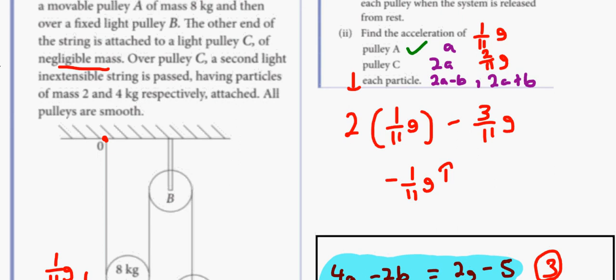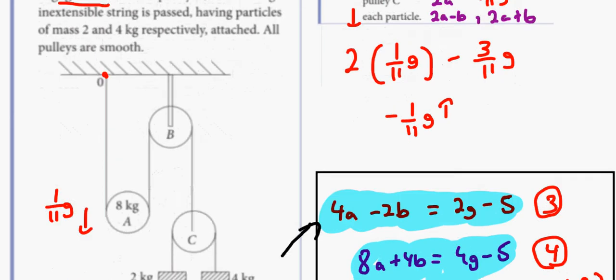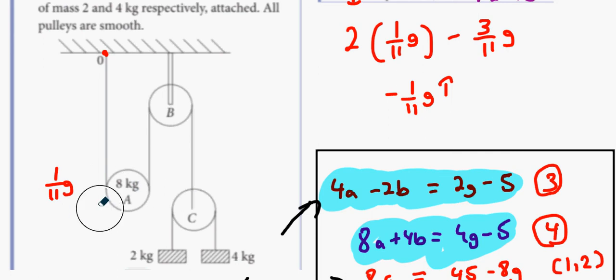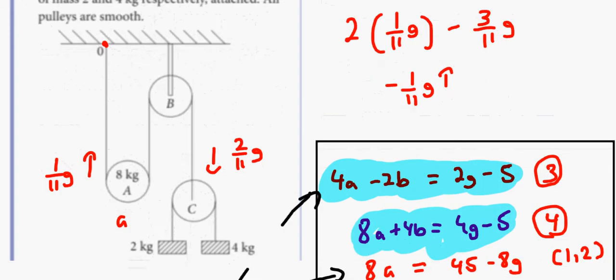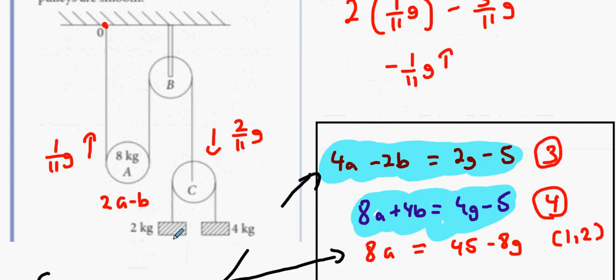oh sorry. A is going up at 1 over 11g, because it is going upwards. C is going down at 2 over 11g. However, I used 2a minus b for the particle with 2g. I thought it was going downwards. It actually turned out to be going upwards, because I got a negative answer for that. So it should be 1 over 11g upwards.